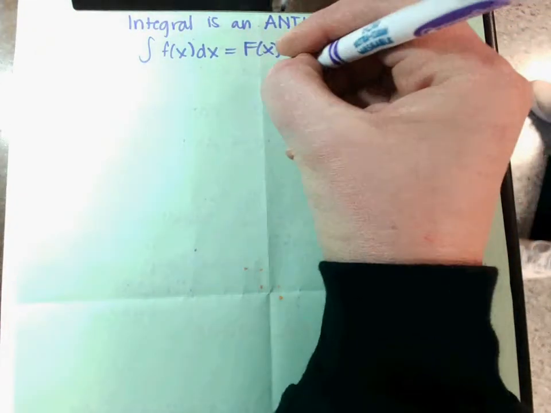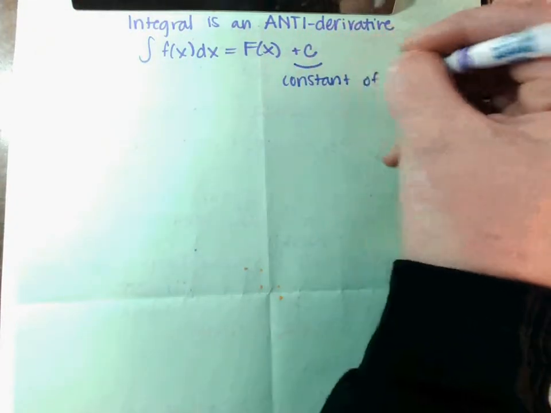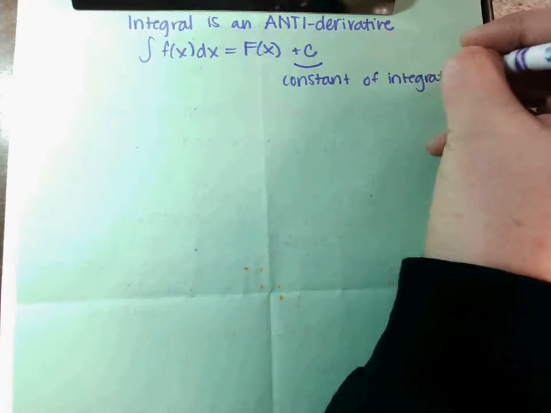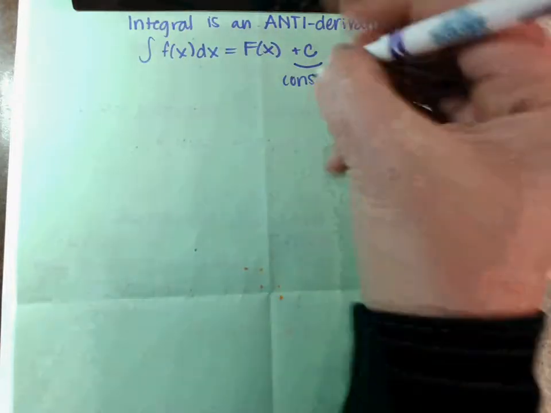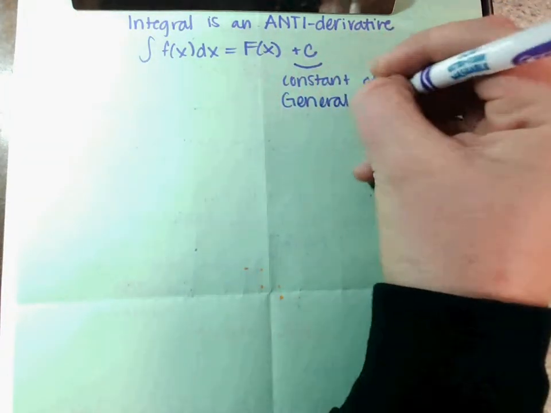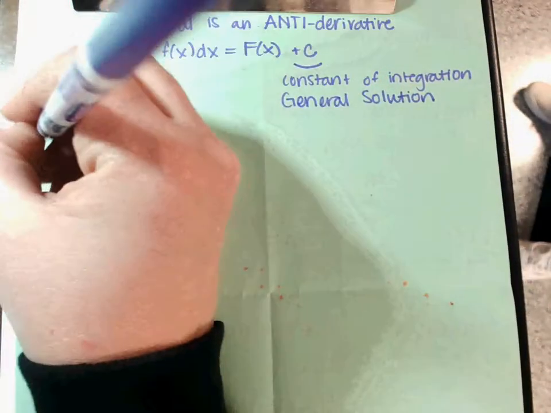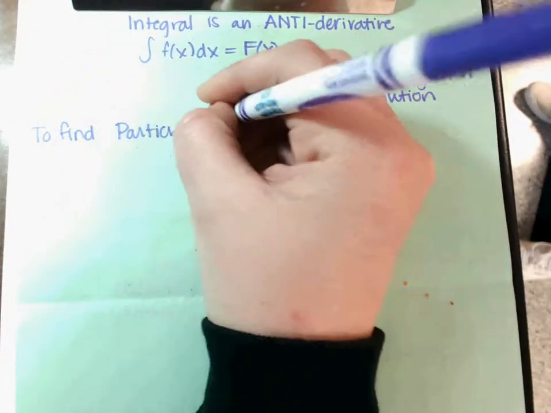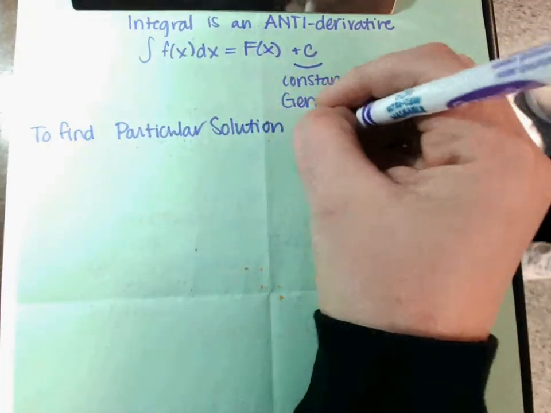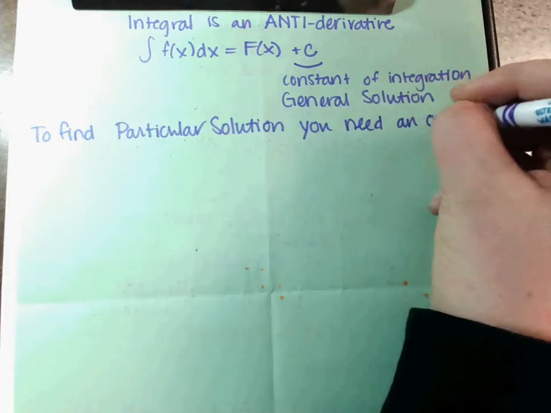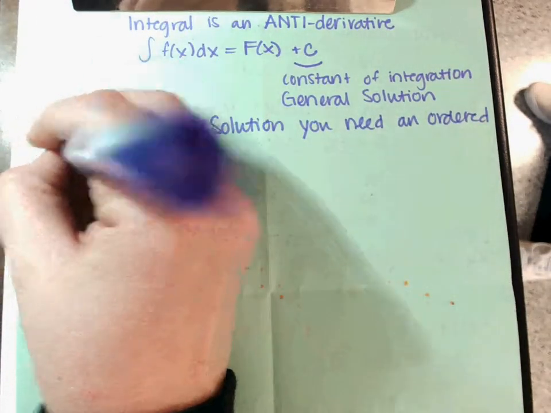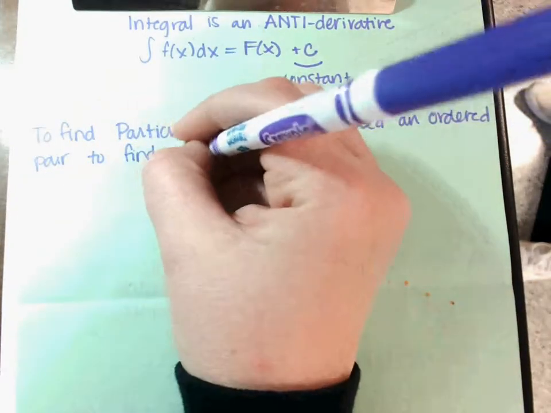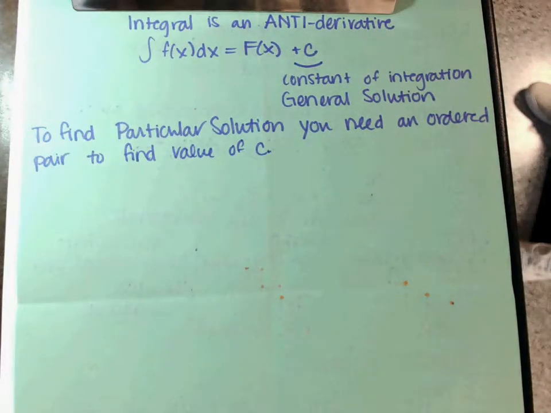Okay, and then remember that this is the constant of integration. And remember that if you don't know what the constant is, it's called the general solution. What is it called when you find it? A particular solution. To find a particular solution, you need an ordered pair to find the value of c. Okay? So a general solution refers to when you don't know the c. A particular solution refers to when you do know the c.